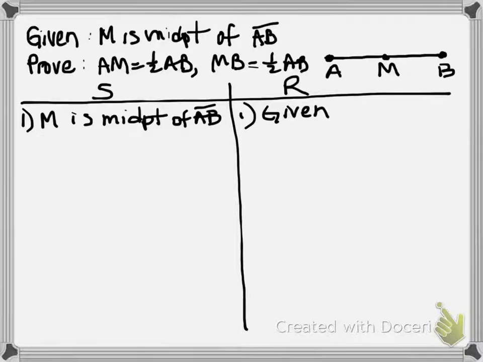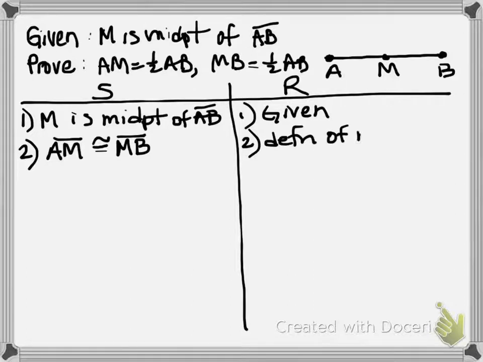So next, let's see what we know. What is a midpoint? Well, according to our definition, a midpoint is the point that divides the segment into two congruent parts. So it's vitally important that you know your vocabulary from class. Well, what are the two parts? Segment AM is congruent to segment MB. And that would be definition of a midpoint. So we don't write it out, we just give the reference to how we're able to make that statement.